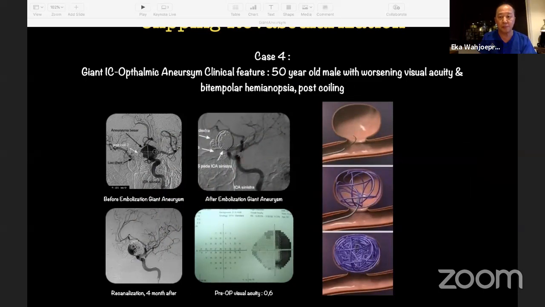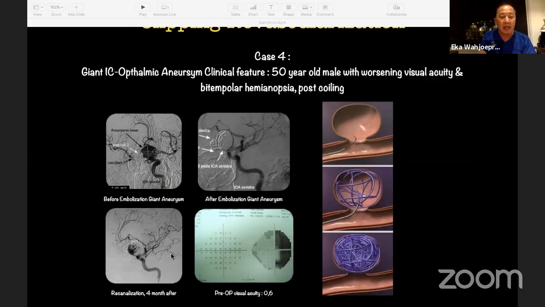So a 40-year-old male came to me with worsening of vision, with a bitemporal hemianopsia post-coiling. You can see here, this is the coiling about 3 months before he met me. Somebody coiled the aneurysm, and that's correct. And this is a beautifully coiled aneurysm. But 3 months later, the patient came to me and said, doctor, my vision is actually becoming worse. And when we check, yes, there is a very poor recent bitemporal hemianopsia.